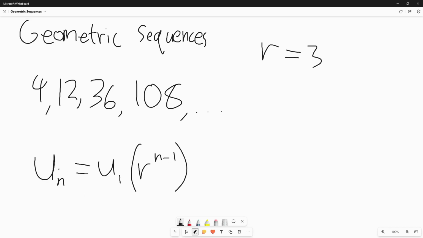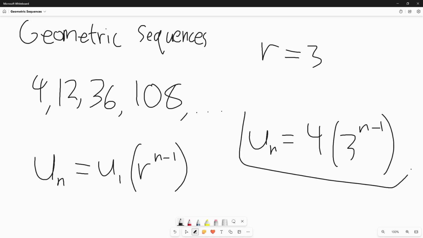Now, let's plug in all the variables we have into this. We leave un as is, and set it equal to u1. u1 we already said is 4 because that's the first term in the sequence. So 4 times, what's r? It's 3, because each term is the last term multiplied by 3. So un equals 4 times 3 to the power of n minus 1, and this is our general term formula.